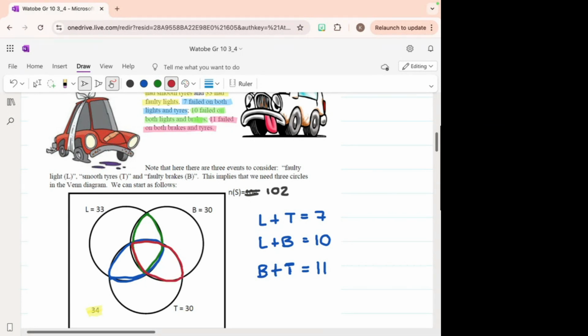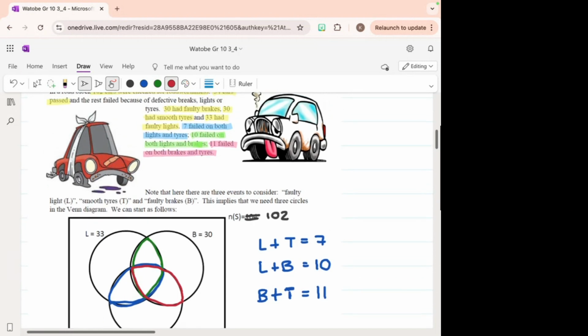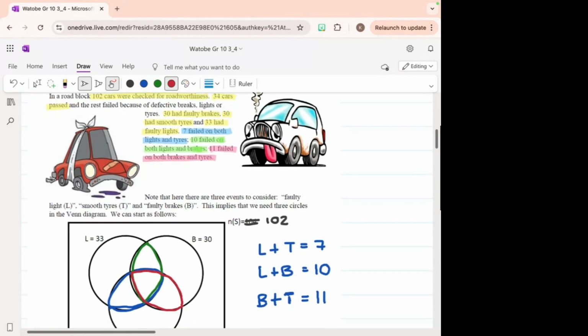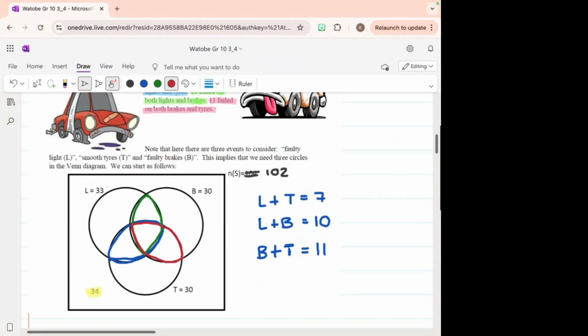Now, guys, there's a line missing from this. Who can tell me what's missing from the information they've given me? What's missing? Who knows? Anyone know what's missing here? Can we actually finish this Venn diagram off? Have they given us enough information?